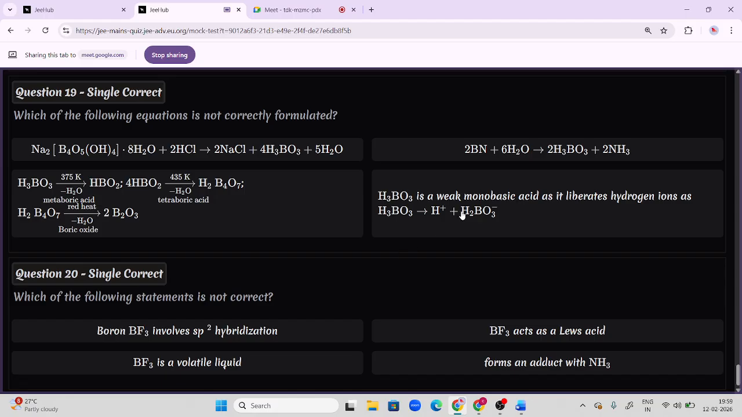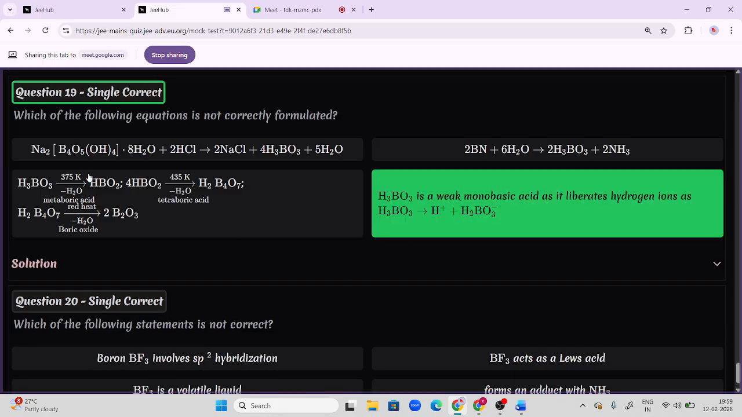Fourth option, ma'am. Fourth option, that's it. That means other options you should know. As I mentioned again, boric acid plus NaCl will give borax. Just reverse. Borax plus HCl will give you boric acid plus NaCl.